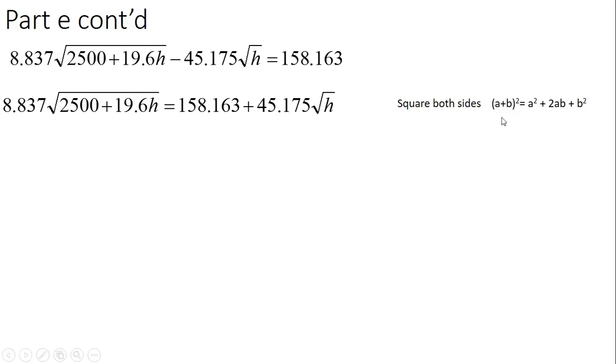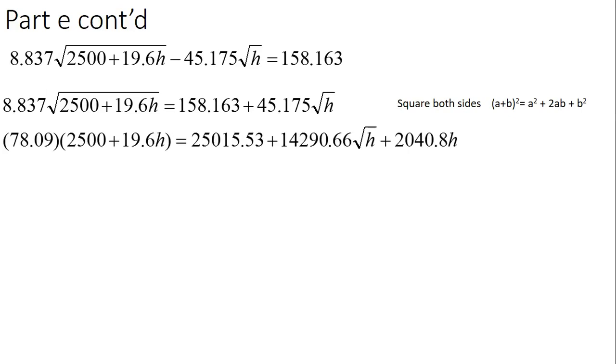So just when you square something, it's the first term squared plus 2 times the terms multiplied together plus the last term squared. So when you do that, you end up with this. So I did this whole side squared. That's relatively straightforward. And then I did this side squared, which you had to use this knowledge here.